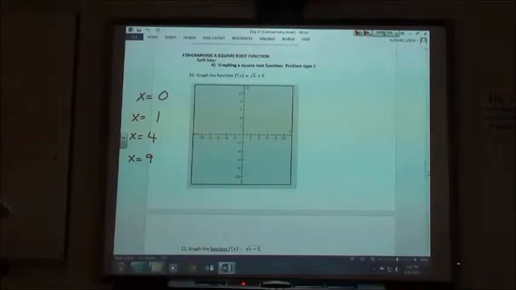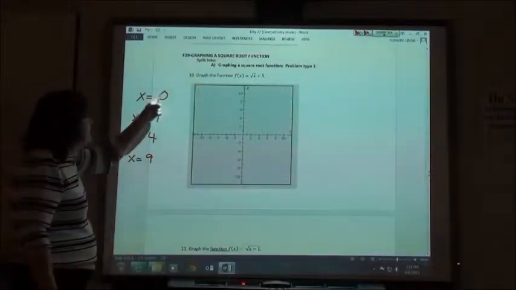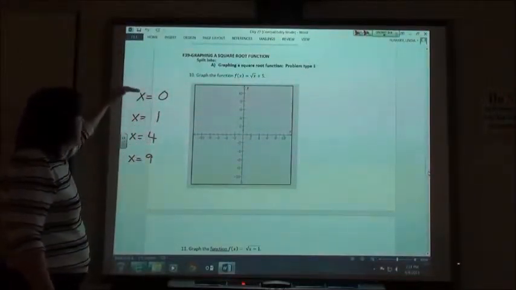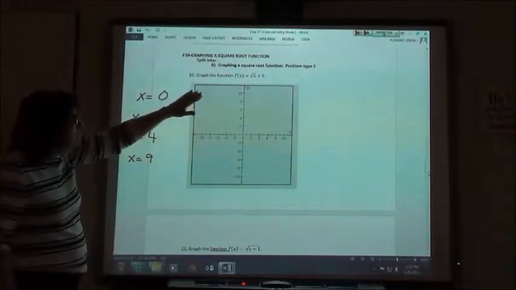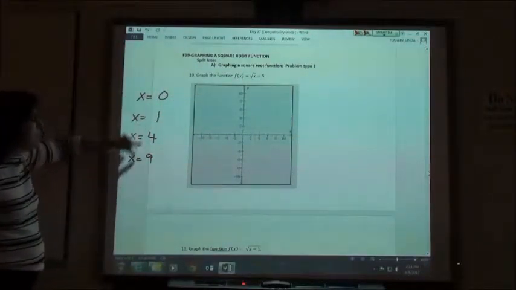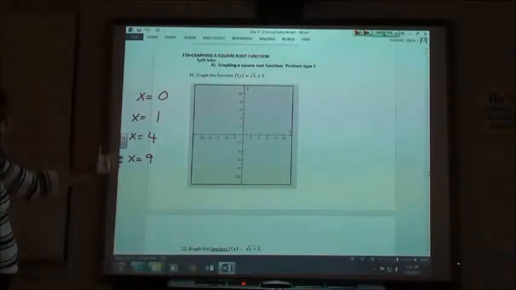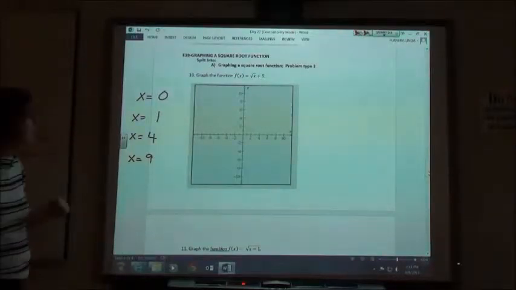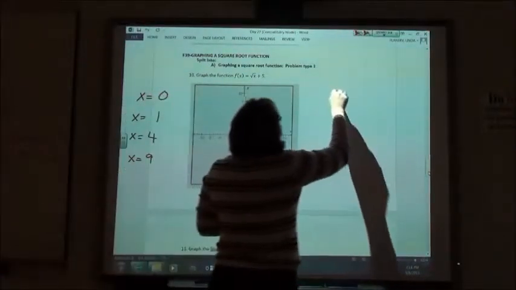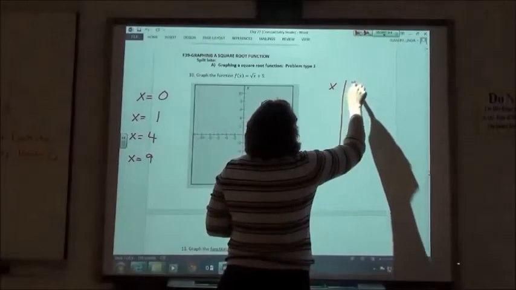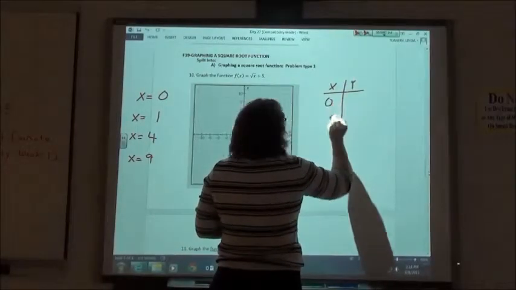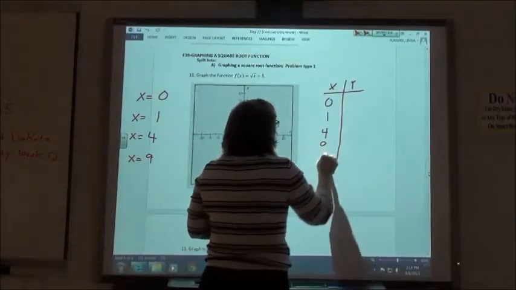So they're going to tell you to graph the vertex and 3 additional points by making whatever's underneath the square root equal to a perfect square. In this case, since it's a plain x, we can just use the first 4 perfect squares. So, in my table, I'm going to use 0, 1, 4, and 9.